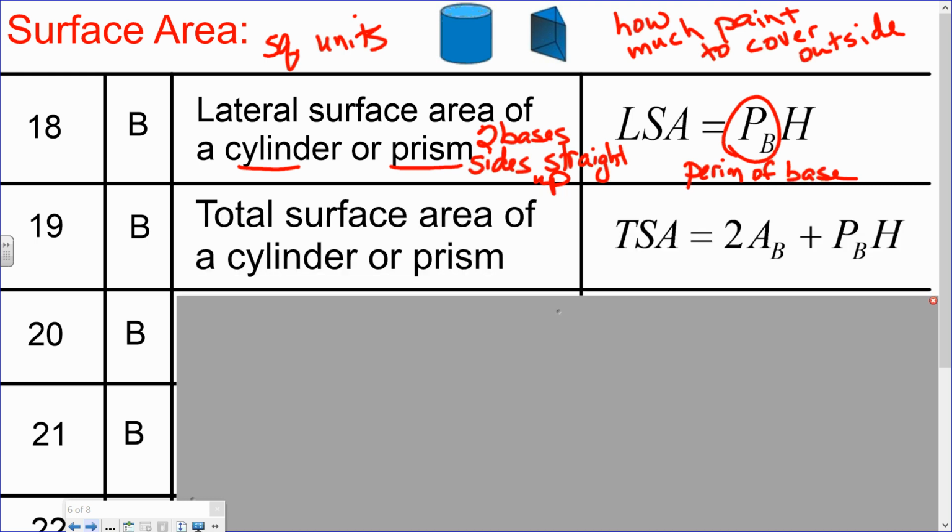If I want the total surface area, now I'm including the floor and the ceiling. I'm including the two bases. I need the area of the two bases, so I get the area of one base, double it since I have two of them, and then I add all of the sides, that lateral surface area. So that formula should make sense. If we have two bases and we want the total surface area, we need the two bases and we need all of the sides. And that's all that formula says.